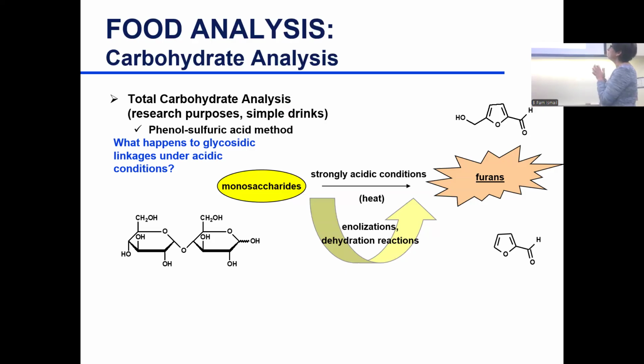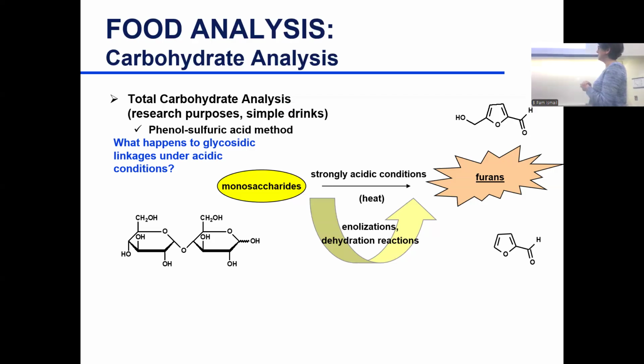It's called the phenol sulfuric acid method. Basically, we use sulfuric acid to digest and phenol to react with the resulting component. So that's what it is: the phenol sulfuric acid method for measuring total carbohydrates in a simple matrix.